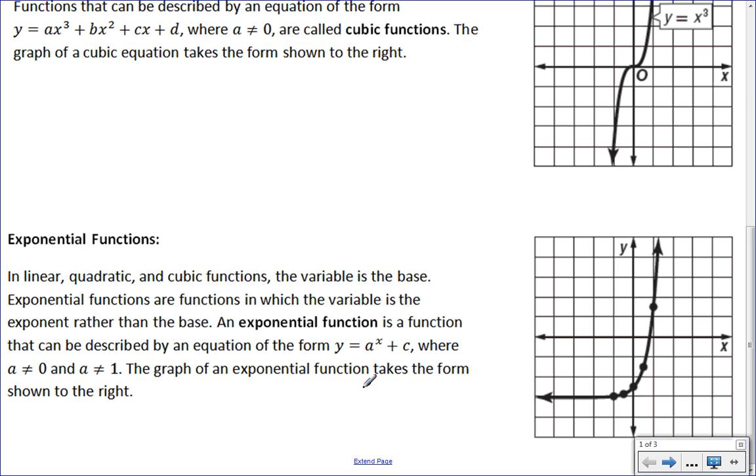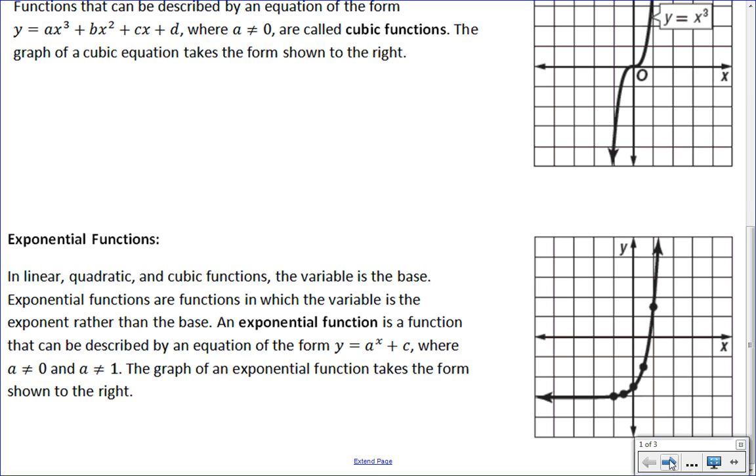The graph of an exponential function takes the form shown to the right. So it just makes this curved sort of shape. The bottom part of the curve will be straight across, or very, very close to straight across, actually. It's never exactly horizontal, but it'll very closely approximate it. And then it takes a sharp turn up, and it could fall and go this direction as well, either one, depending on the exact numbers for a and c, but it will have this general shape.